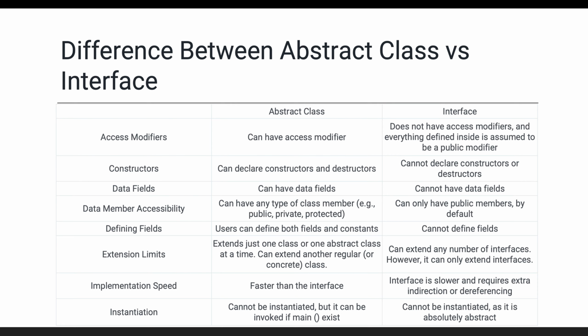Next difference between abstract class and interface is implementation speed. Abstract class is faster than interface, and interface is slower and extra indirection is required.